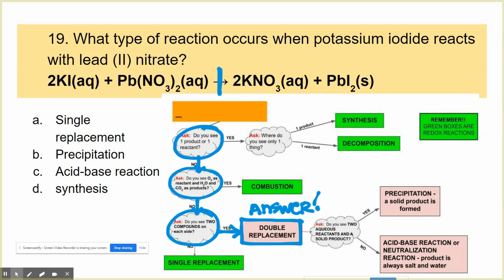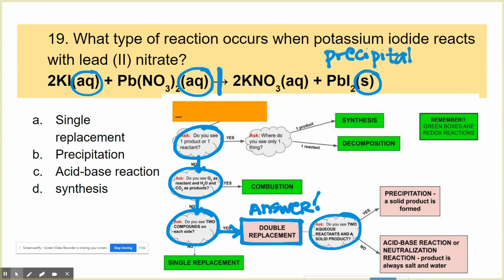It says there, do you see two aqueous reactants? You can clearly see it. Aqueous means it's in solution, it's dissolved in water. AQ means aqueous, so both of them are AQ. And do you see a solid product? S is the solid right there, and that's your precipitate. Don't forget. So the answer here is yes. Therefore, this one is a precipitation reaction. So look at your choices, and the answer there is B.